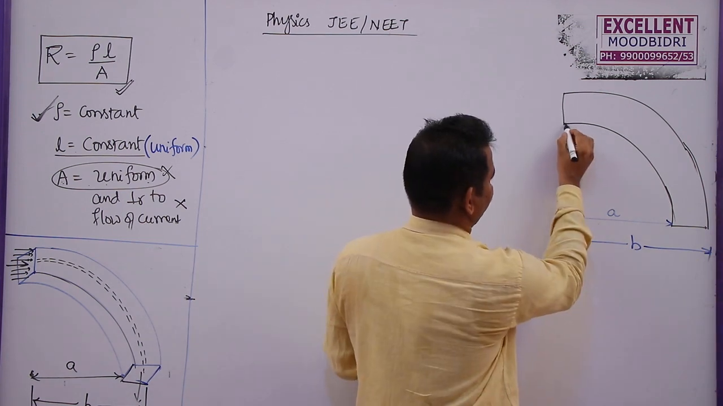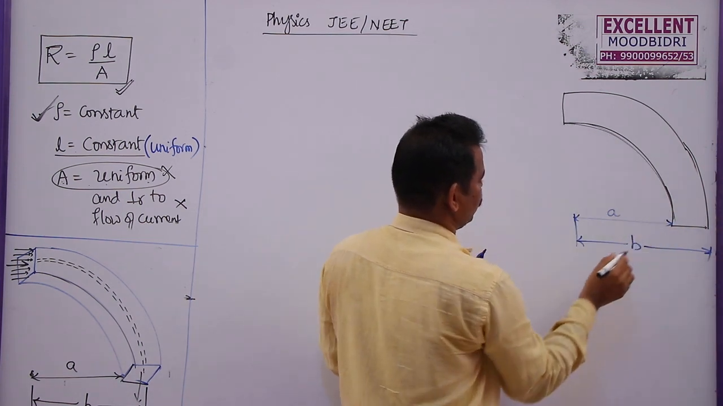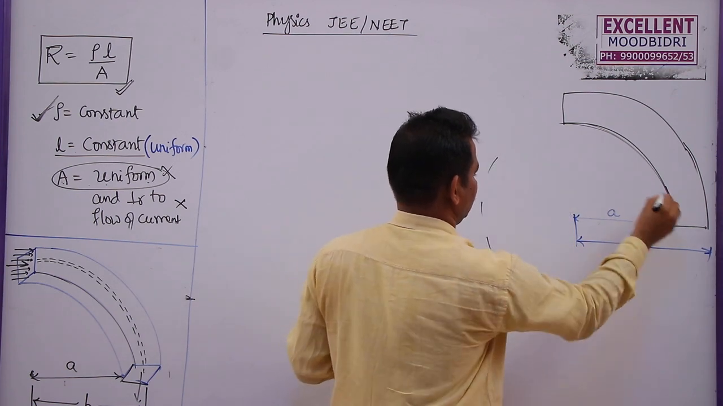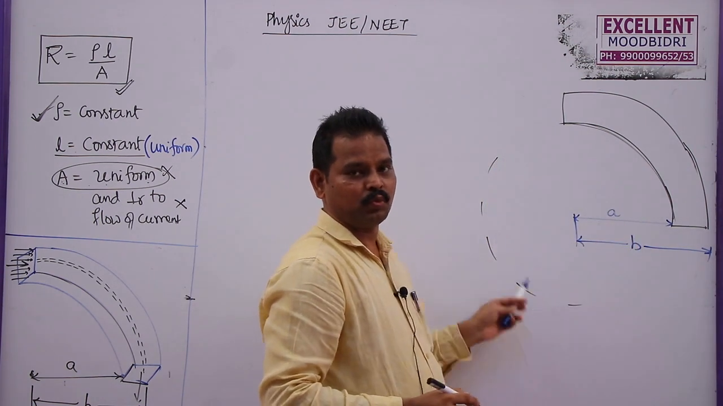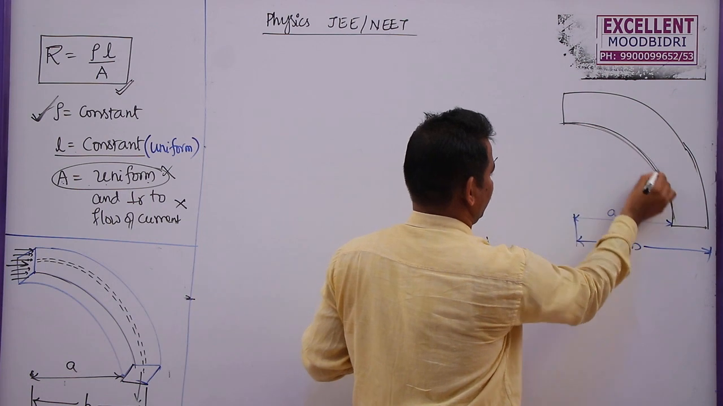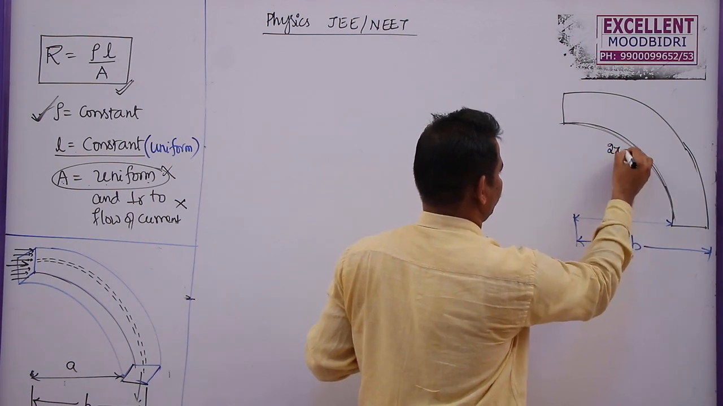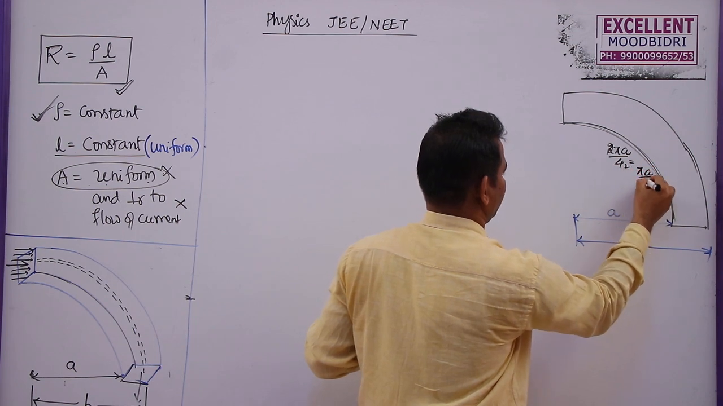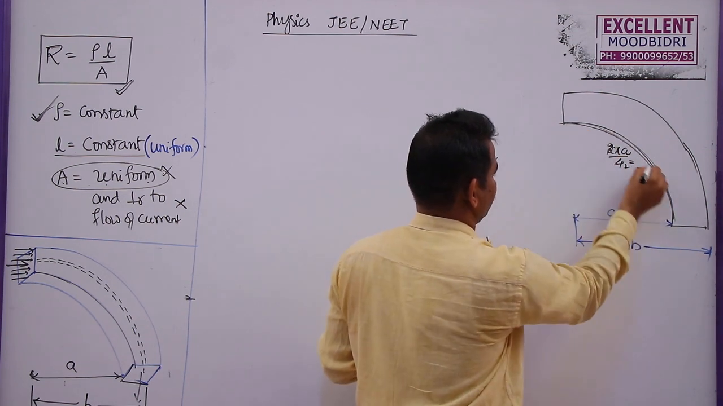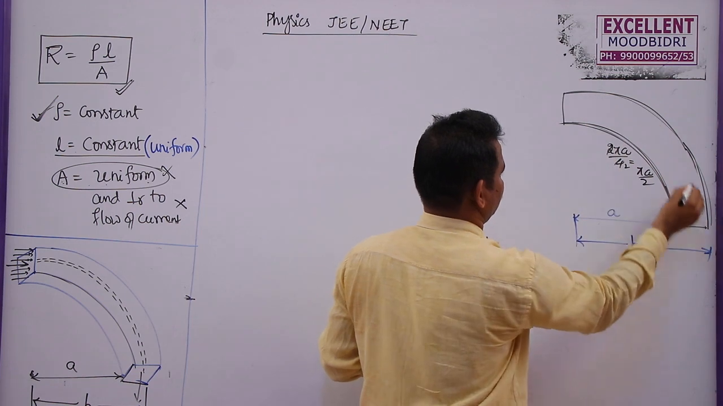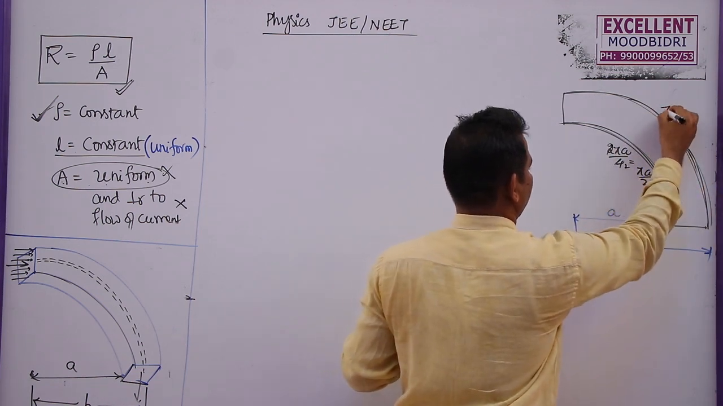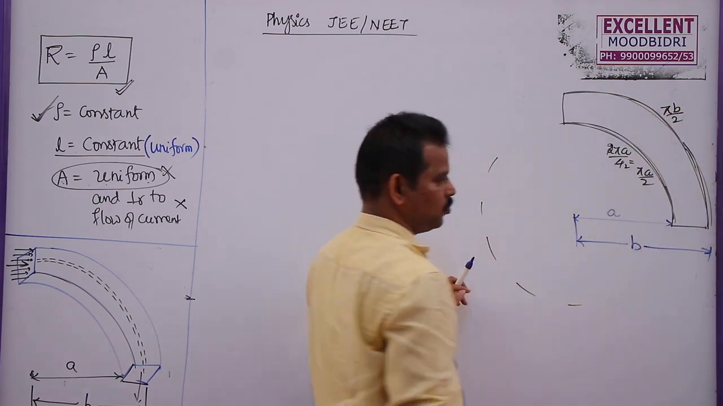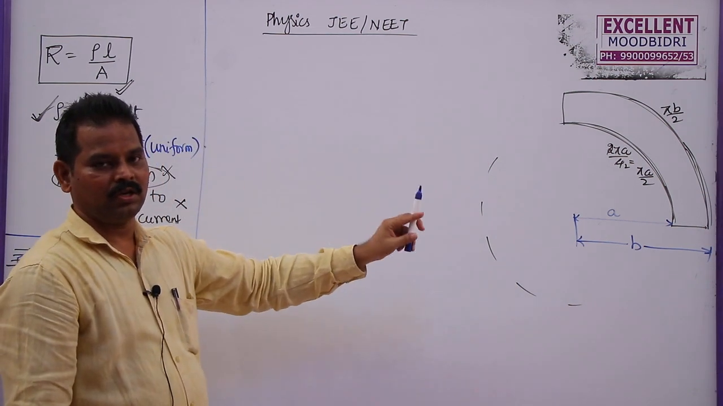So what is the length of this portion here? This is 1/4 of the circumference of a circle. Total circumference is 2 pi a, so this is 2 pi a by 4, or you can write pi a by 2. This is the length here. But what about this length here? Outer edge is equal to pi b by 2. So length is not constant here, it is not uniform.